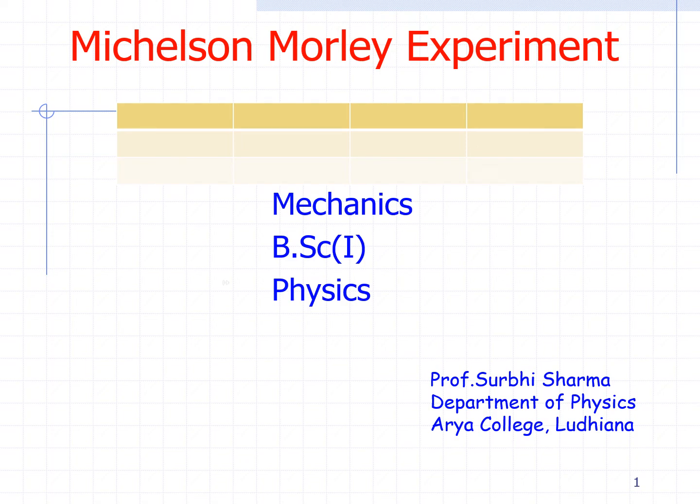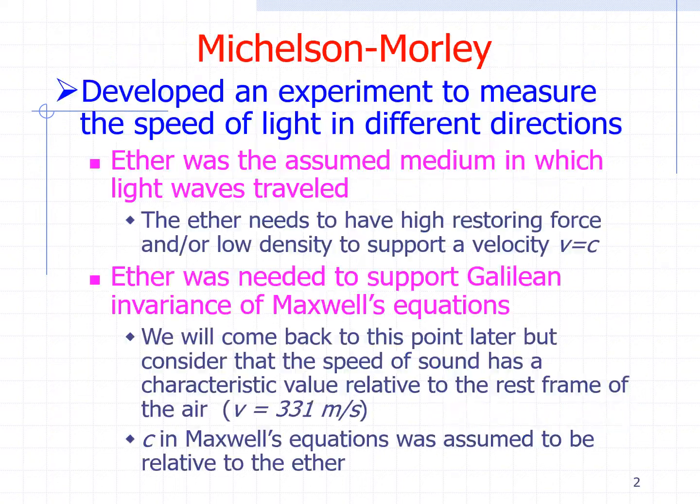Today we will discuss Michelson Morley's experiment. The main motive of Michelson's experiment was to study which type of material is required for the propagation of light. So let's start with it. Michelson Morley's experiment was developed to measure the speed of light in different directions.